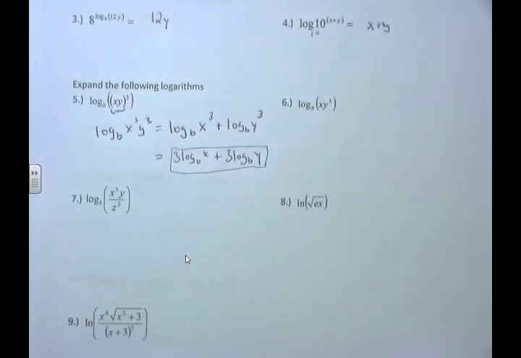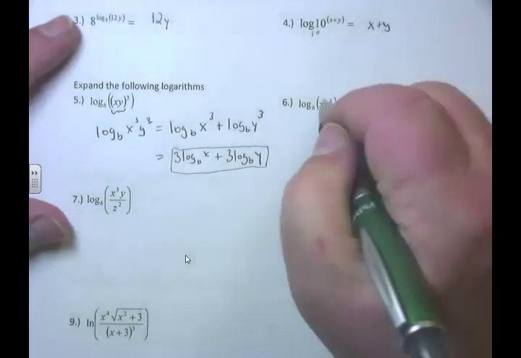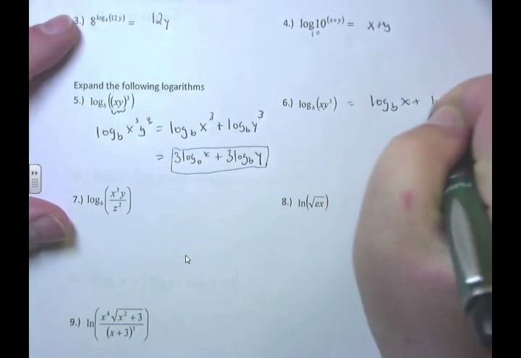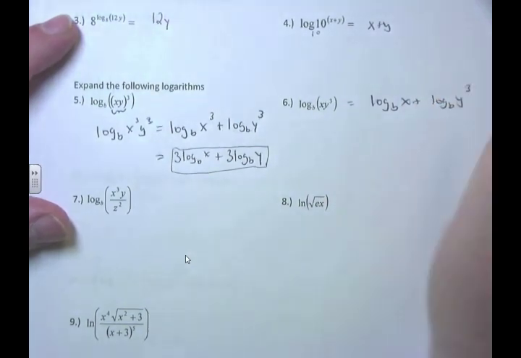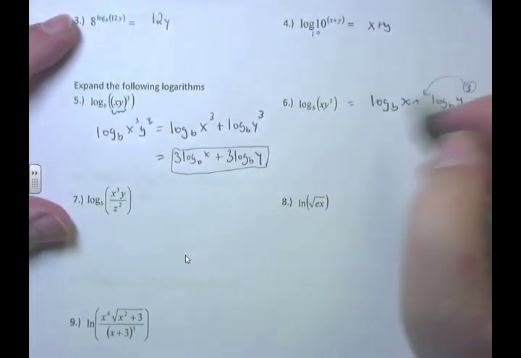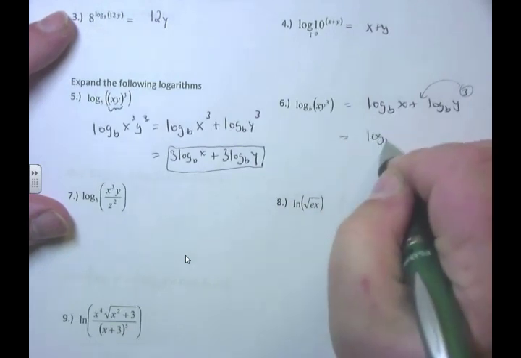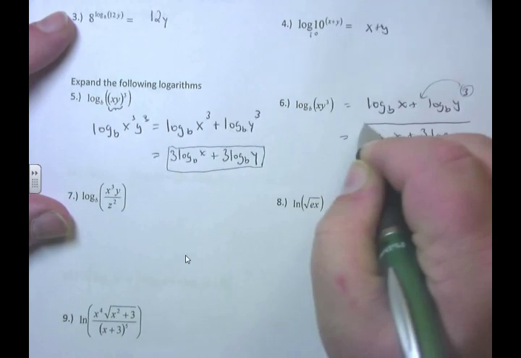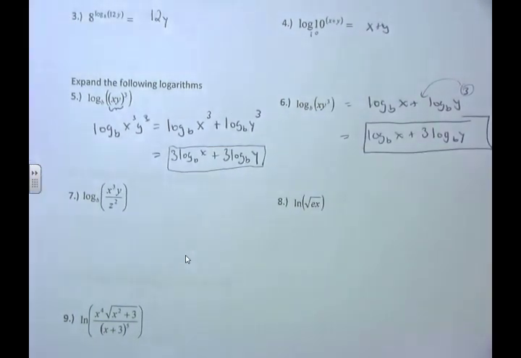Similarly, log base b of x times y cubed. This is multiplication. That turns into addition. Log base b of x plus the log base b of y cubed. And I got a power. Power pops out front. So the answer is going to be log base b of x plus 3 log base b of y. Here's my solution.